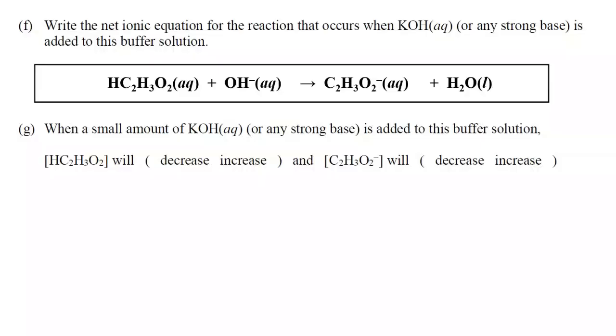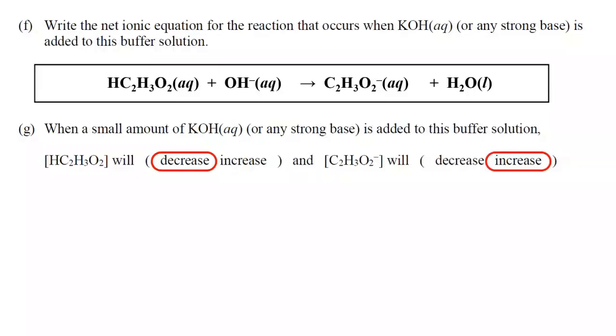So when a small amount of a strong base, like potassium hydroxide, is added to this buffer solution, the concentration of acetic acid will decrease, and you can see in part F that it's a reactant that's being consumed in that equation, and the concentration of the acetate ion will increase, and you can see in part F that it's being produced as a product in that equation.